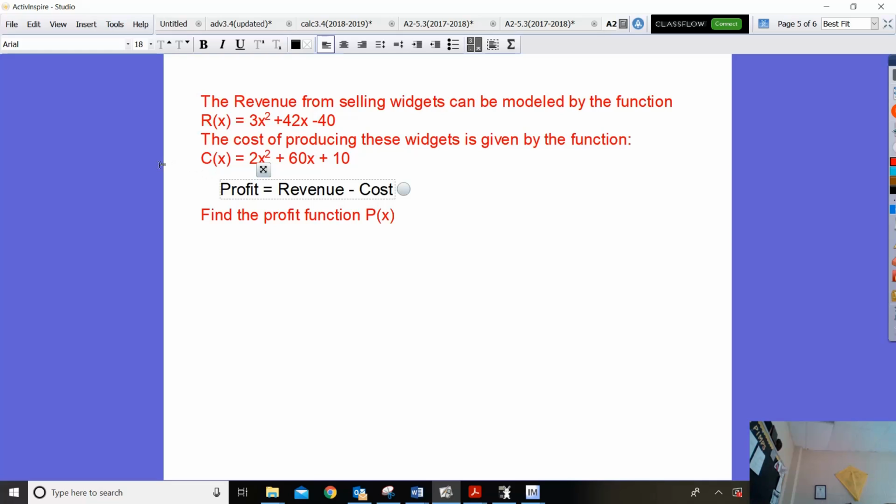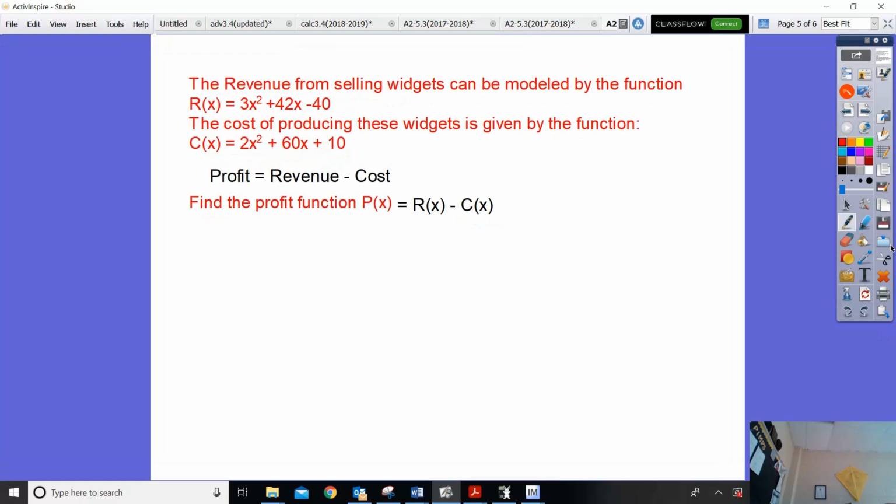So this profit function that they want us to find has to be the revenue function minus the cost function. That's all it is. Which is really easy to do. I should probably rearrange this so it's in better order next year. But profit, I won't waste your time working all this out. It's 3x squared plus 42x minus 40, take away the cost function. Now, the cost function has three pieces. What should you do with it? Wrap it. You should wrap it in parentheses. Otherwise, the only thing you're going to take away is the first piece.